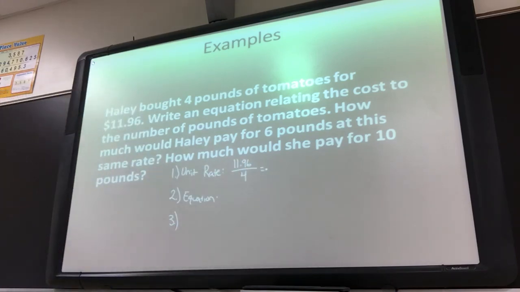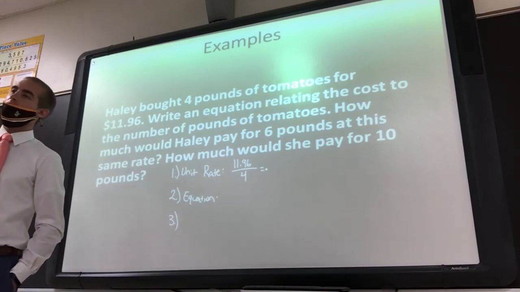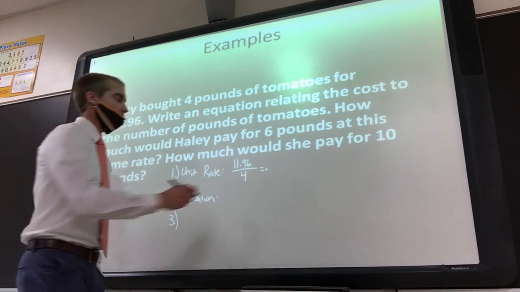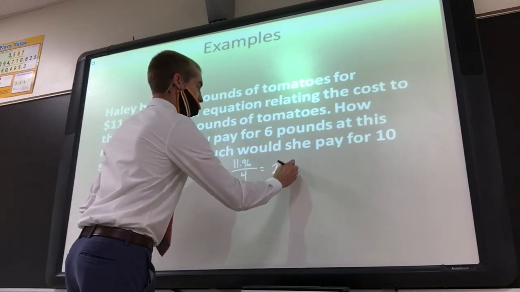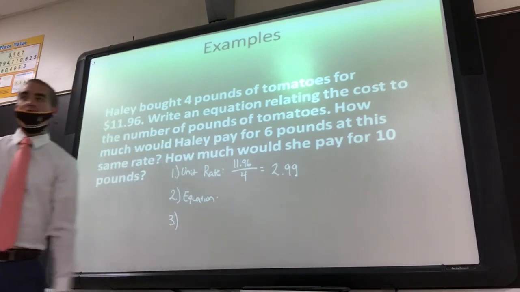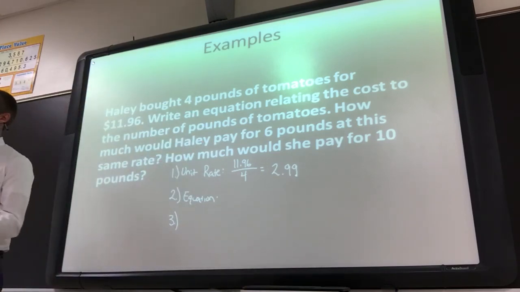So when you try to find the unit rate, 11.96 divided by 4, how much does it cost for 1 pound of tomatoes then? $2.99. Keep that at 2.99. Don't round it up to 3, because that would throw everything off. So keep it at 2.99.